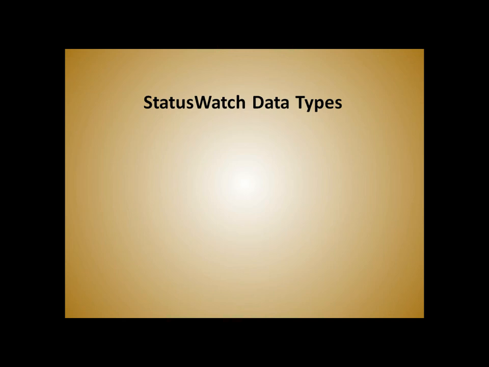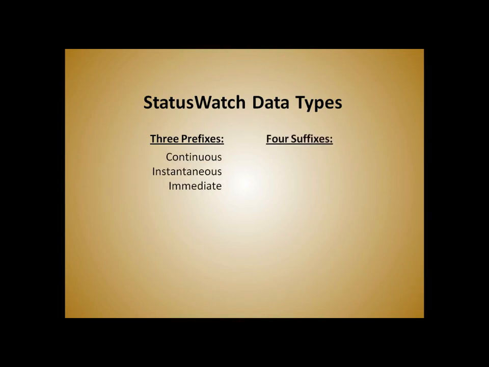So let's get started. Each of the 12 StatusWatch data types is made up of one of 3 prefixes and one of 4 suffixes. The prefixes are continuous, instantaneous, and immediate, while the suffixes are string, integer, number, and boolean. We're going to start by tackling those suffixes.